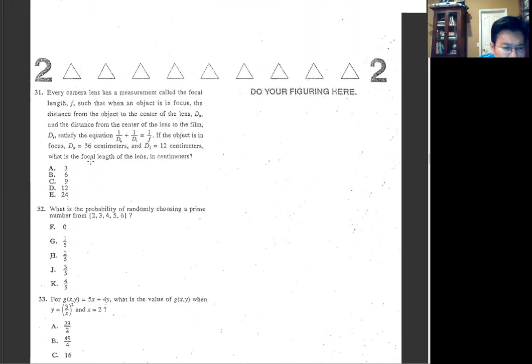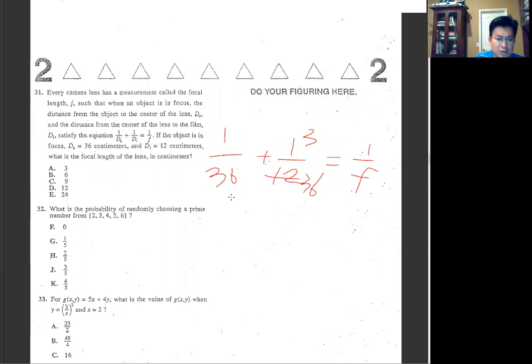Okay, object distance D, O is 36. 1 over 36 plus 1 over 12 is 1 over f. So make it 36, multiplied by 3. So this is 4. So 4 out of 36, which means 1 out of 9. So 9 is the answer for this one.